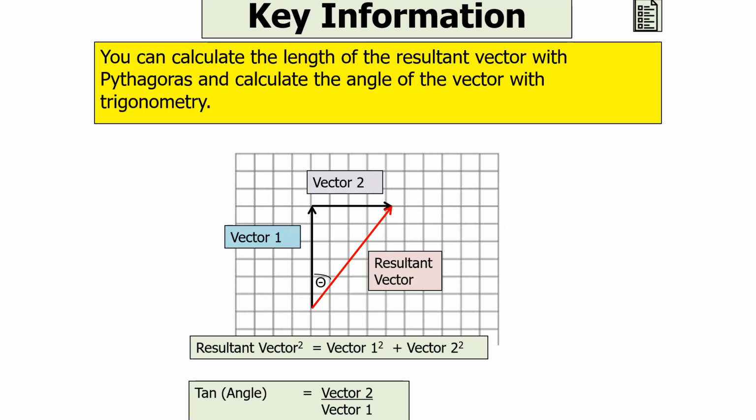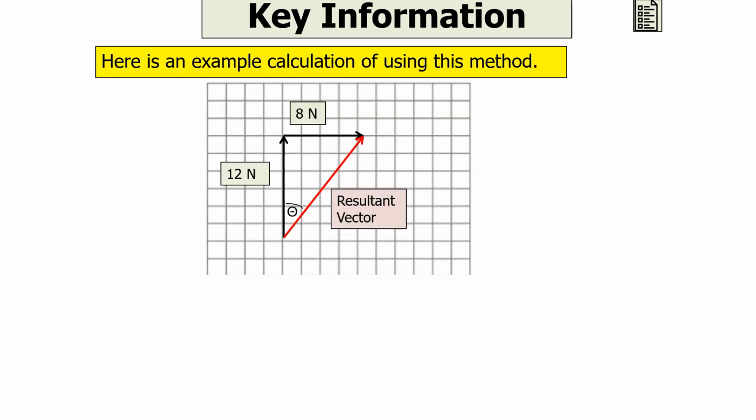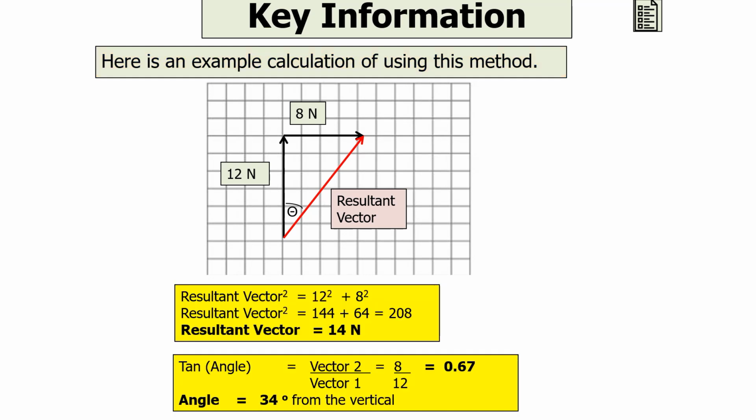So you can work out the length of the resultant vector with the Pythagoras theorem by saying resultant vector squared equals vector 1 squared plus vector 2 squared, and that the tan of the angle is equal to vector 2 over vector 1. So you can see here an example of the calculation using this method. If you have a vector acting 12 newtons to the north and then 8 newtons to the east, you can then say the resultant vector squared is 12 squared plus 8 squared, which is equal to 208, which then square rooted gives you 14 newtons, whilst the tan of the angle is tan theta equals 8 over 12, which is 34 degrees from the horizontal.